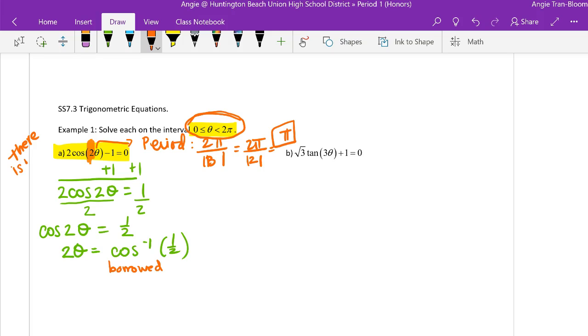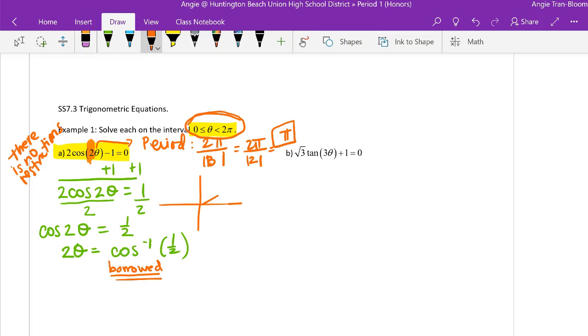There are no restrictions, due to the fact that the regular equation is a regular trig function, not an inverse. We are just borrowing an inverse right here to solve. So cosine of 2 theta equals positive half, which is equivalent to 2 theta equals cosine inverse of 1/2. Because we are borrowing to solve, that means it can be anywhere. There's no restriction. Keep that in mind.